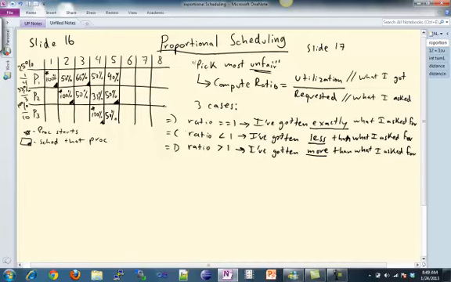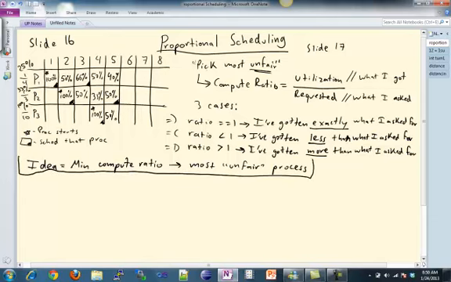Cool. And so the big idea here that we're going to use for our algorithm is that the minimum compute ratio is the most unfairly treated process. This is the big idea. Okay? And that makes sense, right?